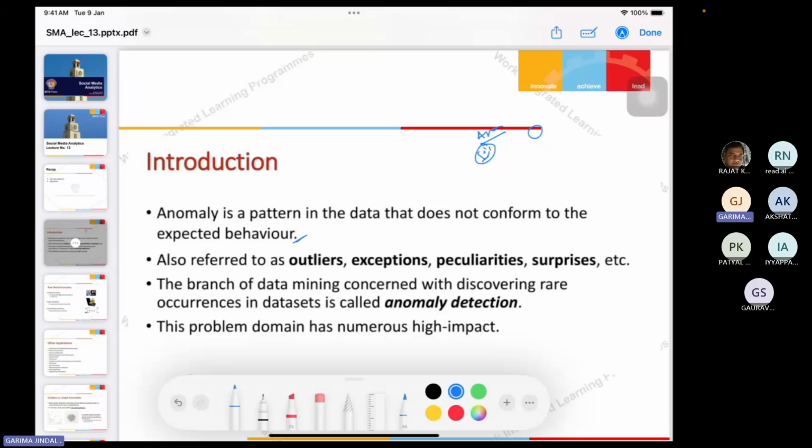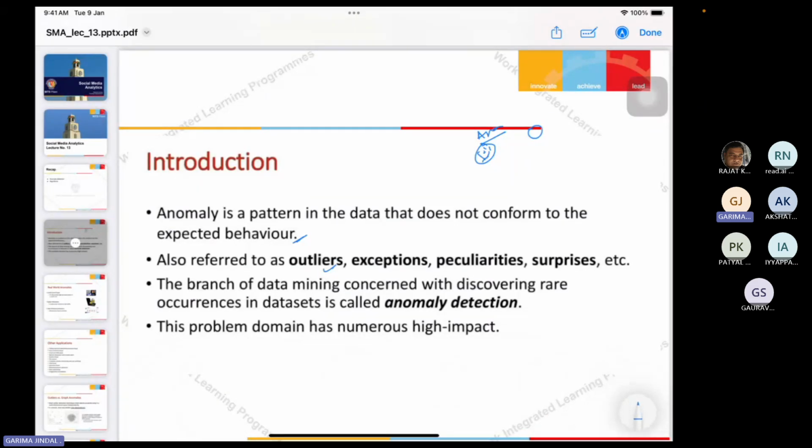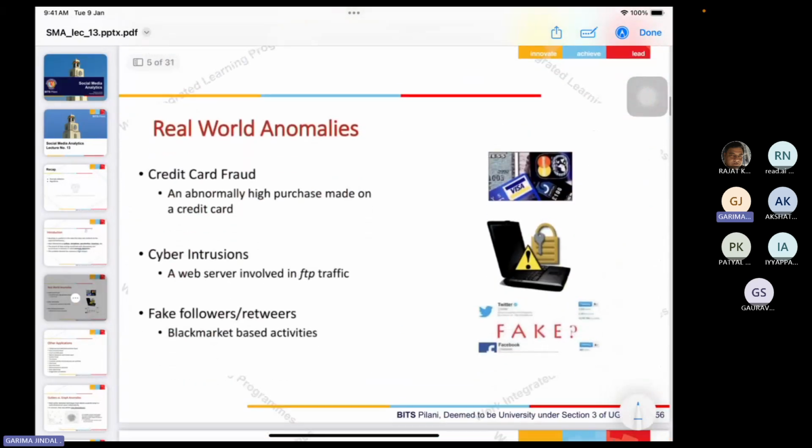These anomalies are also referred to as outliers, surprises, exceptions, and so on. These are the different names with which you can call the outliers. The branch of data mining concerned with discovering rare occurrences in data sets is called anomaly detection. Okay, so this problem is a high impact problem.